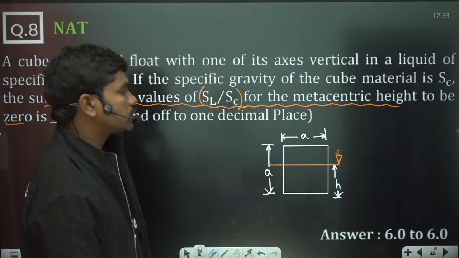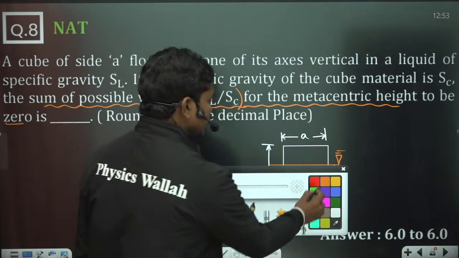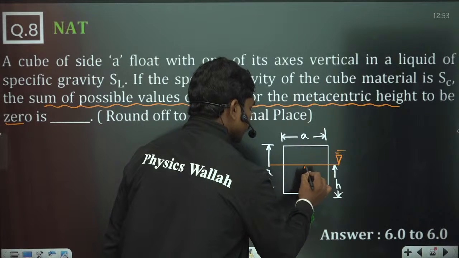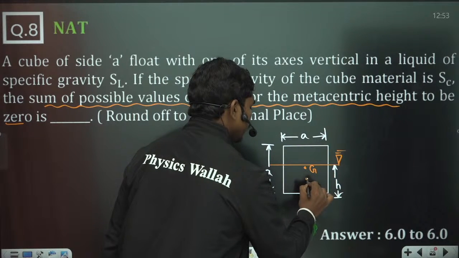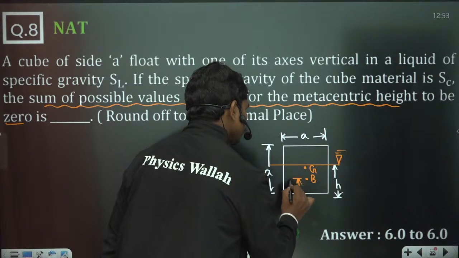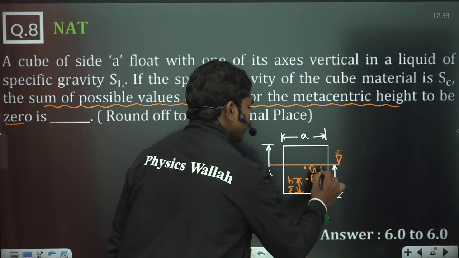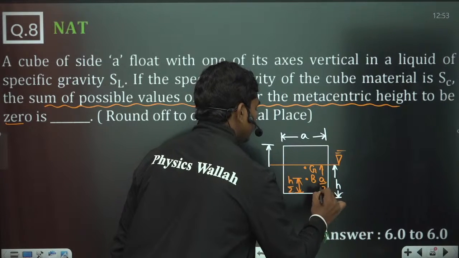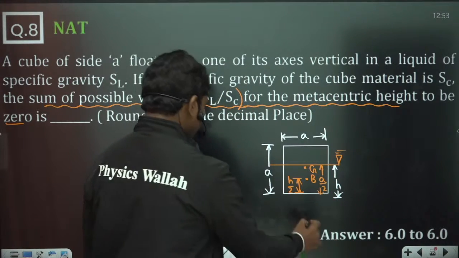Okay, now definitely if you take the centroid, it will be at this location G, and buoyancy will be at this location. So if you see, this is H by 2 and this is A by 2. Okay, so first of all, let us calculate what is H.